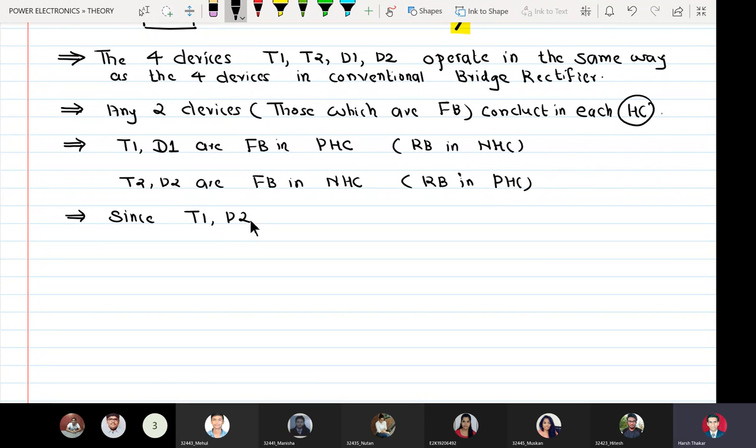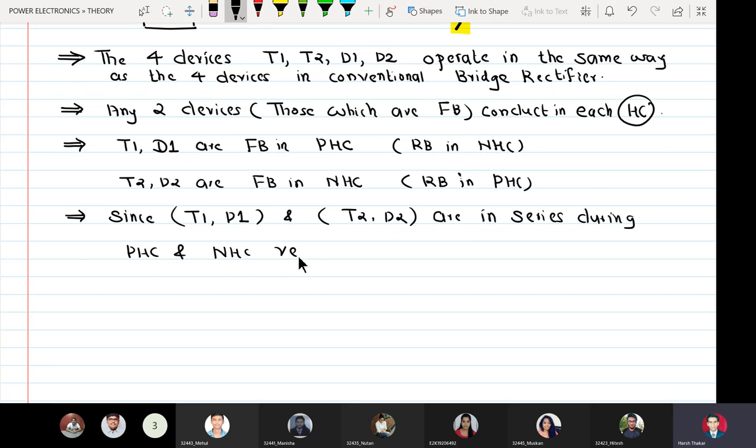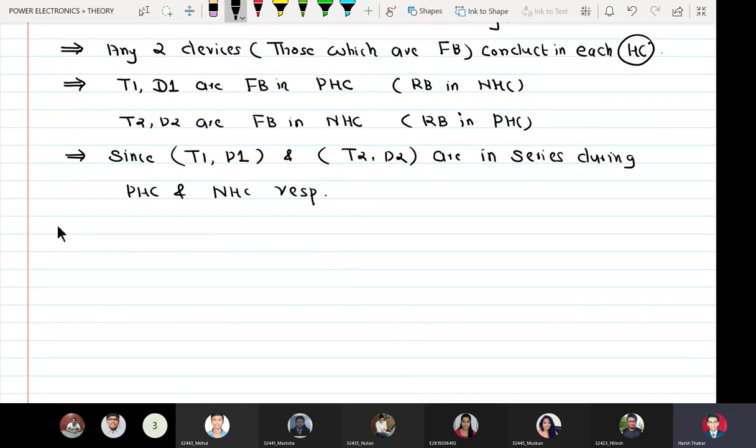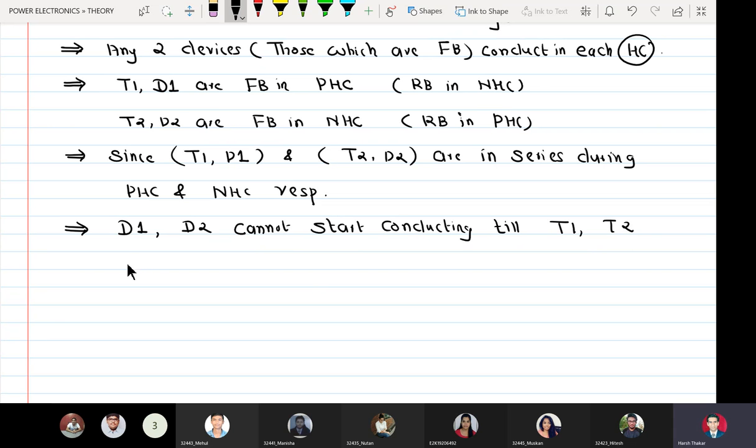Now, since T1, D1 and T2, D2 are in series during positive half cycle and negative half cycle respectively, D1, D2 cannot start conducting till T1, T2 respectively start conducting.